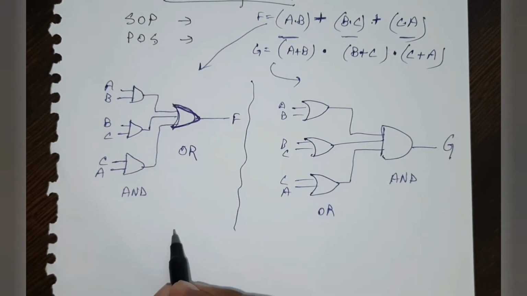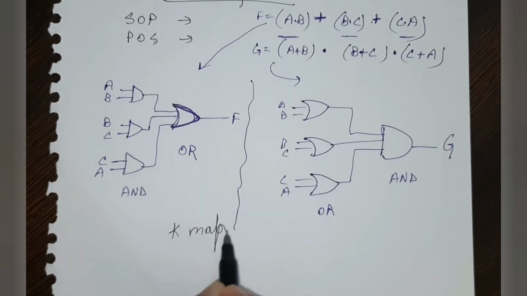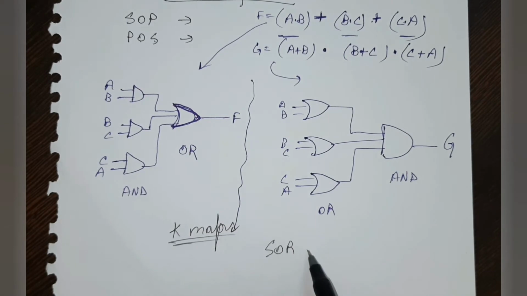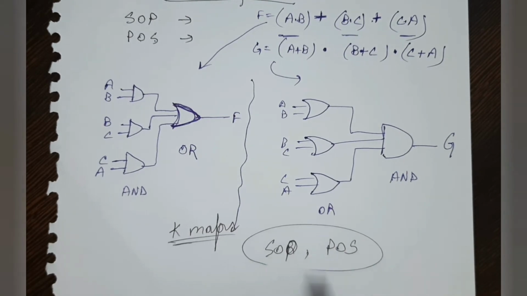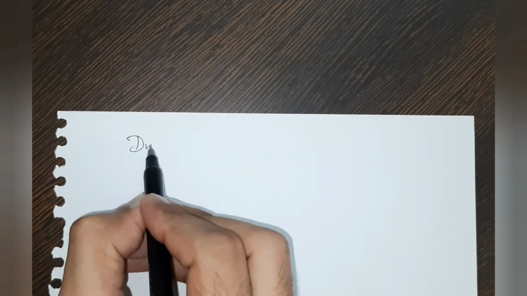There are many things left to be discussed in SOP and POS, which we shall be continuing while studying the topic K-maps or Karnaugh maps.